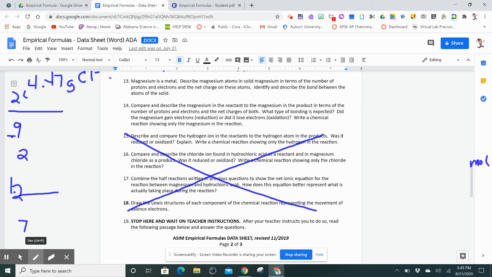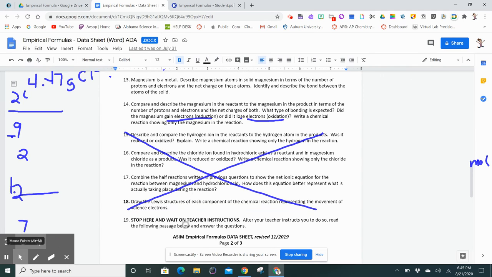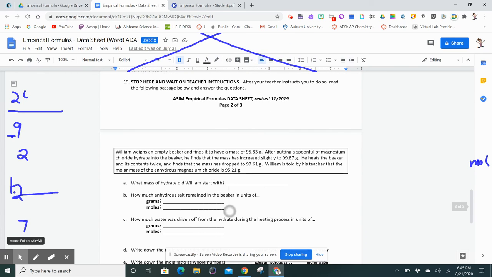Things that gain electrons are reduced. Things that lose electrons are oxidized. So the magnesium is losing 2 electrons, which means it is oxidized, and the chlorine is gaining 2 electrons, 1 electron for each chlorine. Okay, all right, let's look then here.